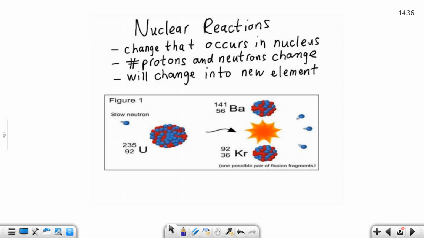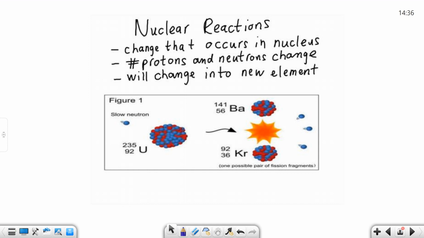So what is a nuclear reaction? It is a reaction that occurs inside the nucleus. Later on in physical science, we start looking at chemical reactions. Chemical reactions occur outside the nucleus. We don't do anything anymore with the protons and neutrons. It's going to be all electrons. This is very specific, where it's just the protons and neutrons being involved. Because those are involved, it's very likely we're going to change into a new element, because when the number of protons changes, we have a new element.